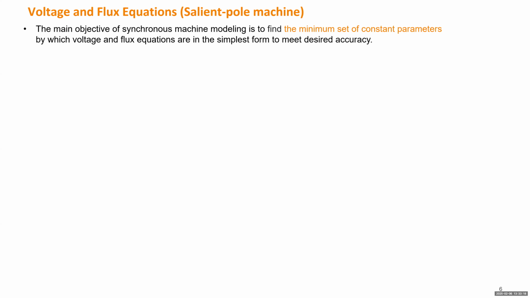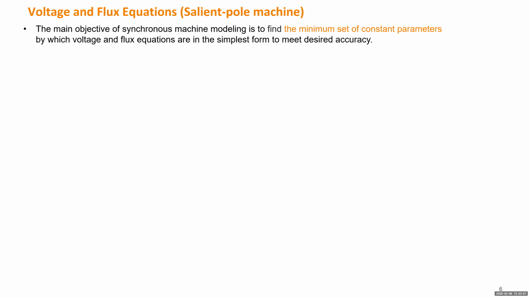The main objective of the modeling for cylindrical machines is to find the minimal set of constant parameters by which the voltage and flux equations are in the simplest form to meet the desired accuracy. I put this sentence just to tell you, when you do some study, try to find out the model, or you are modeling something, what is the goal of modeling? Definitely the goal will be to identify a number of equations, so you can develop your code, right? Simulation code, and do the study.